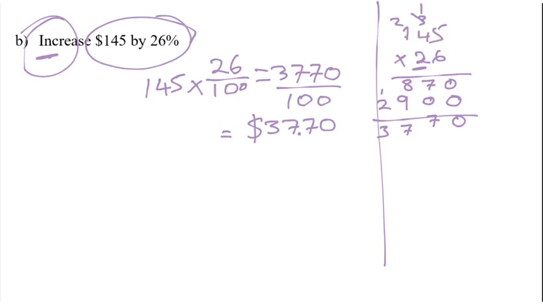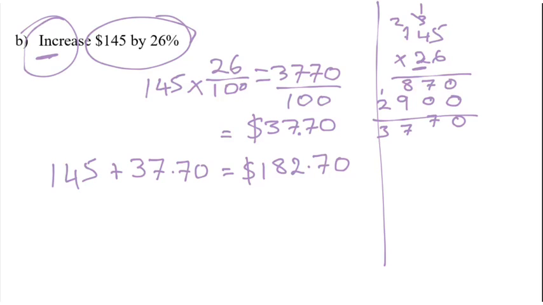Now I need to deal with the increase part. So originally it was $145. Now it's going to increase, so it's going to get bigger by $37.70. So that will give me a new price of $182.70.